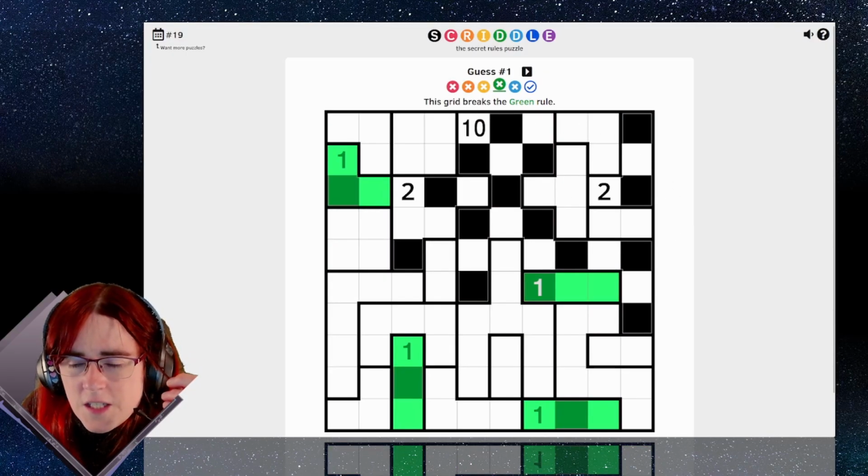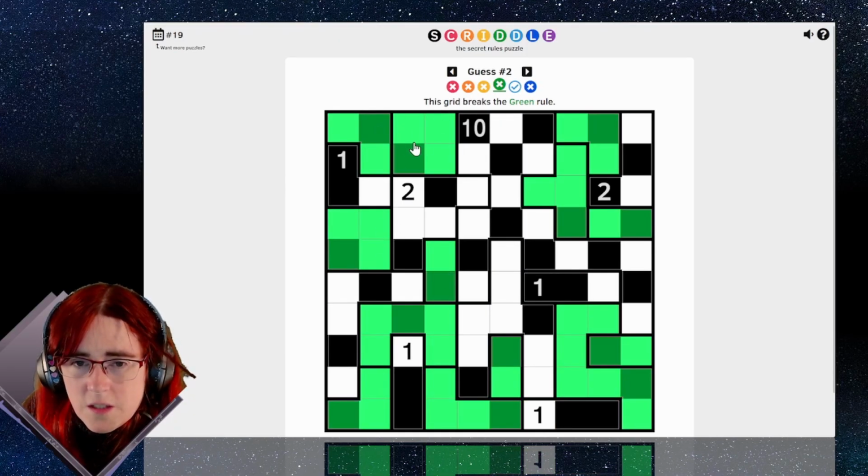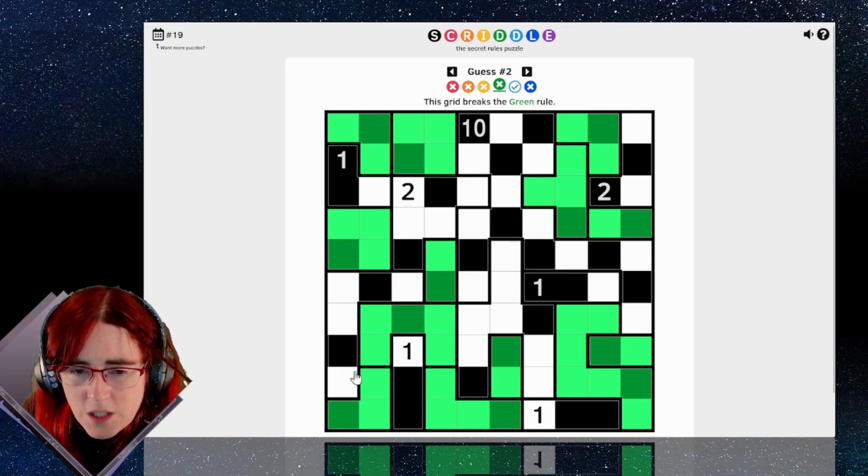So I think that's consistent for this one, because these are the ones that have exactly one. This one had 2, this one had 2, and this one had 10. Okay, so one shaded cell breaks the green rule here. On this one, certainly all the ones that are breaking the green rule have one shaded cell, and the other ones all look like they have more than one.